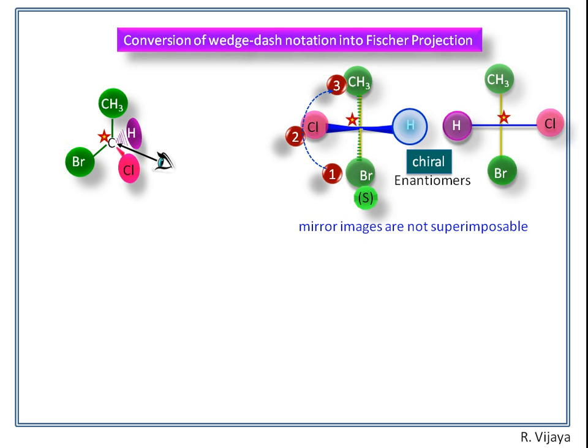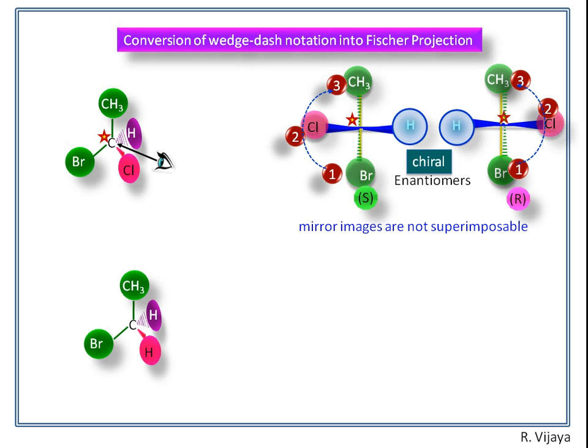Next we assign the RS configuration for the mirror image. Here the higher priority rotates in an anti-clockwise direction, so it is S configuration. But it is not, because the least priority hydrogen is towards the observer, so we have to interchange the configuration, that is R configuration. Next we see the example for an achiral molecule.